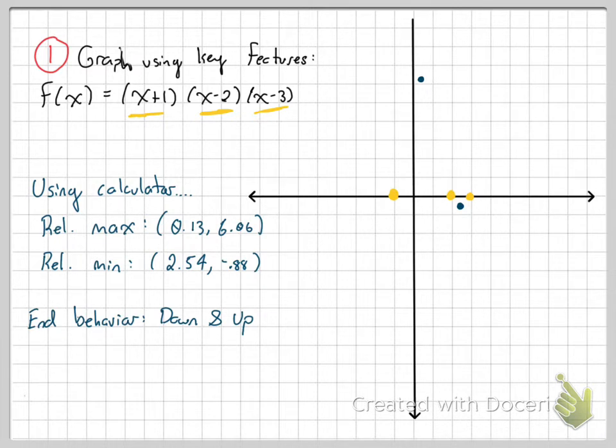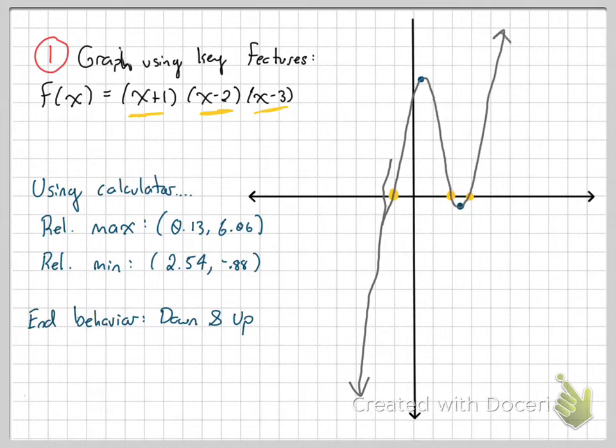Again, it's not going to be perfect. To the left here, I'm going down forever. Oh, well, there we go. Going to connect my dots here. And then going to the right, going up forever. And that would be what my graph would essentially look like.